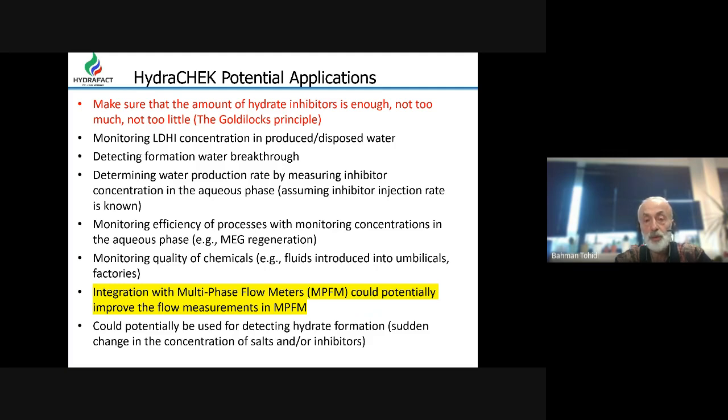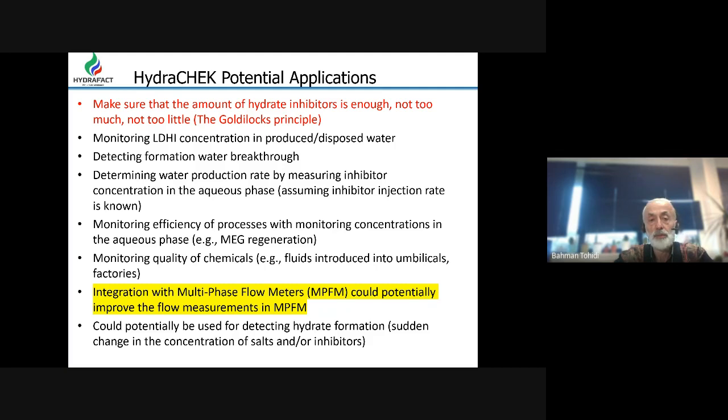That can cause a lot of problems because you need to be careful of corrosion. So it is a sort of water breakthrough.